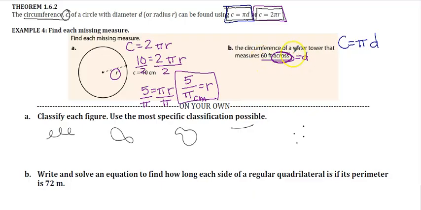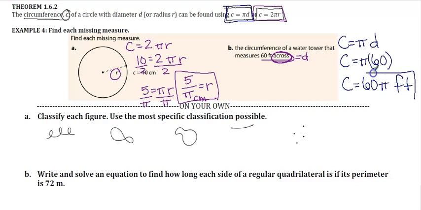This time we know our diameter is 60, so we are finding C. So C equals pi times 60. I'm just going to leave the pi in there, right? So I'm just going to rewrite this to where we put the numeral first. So the circumference equals 60 pi feet. There you have it. 60 pi feet is your answer.